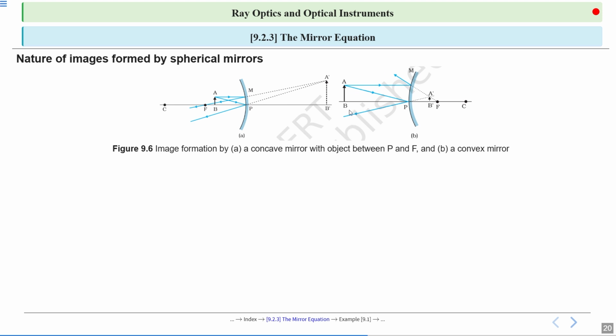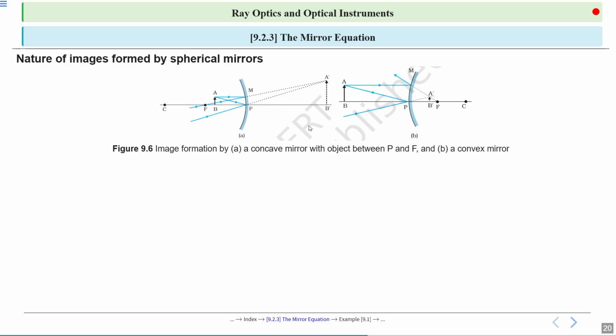In a convex mirror, it is not possible to form a real image. Only a virtual image is formed. And there are only 2 cases: when the object is placed beyond focus and when the object is placed at focus. Only 2 cases are there. When it is placed at infinity, the image will be formed at focus. When it is placed between infinity and pole, the image will be formed between pole and focus. And the image will also be diminished.